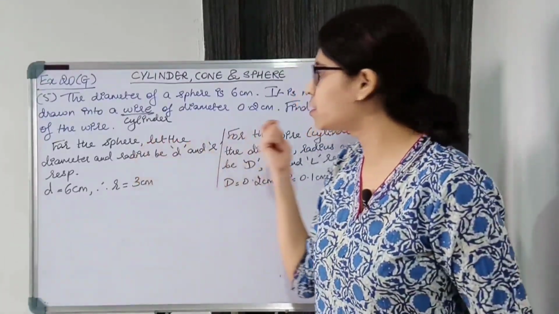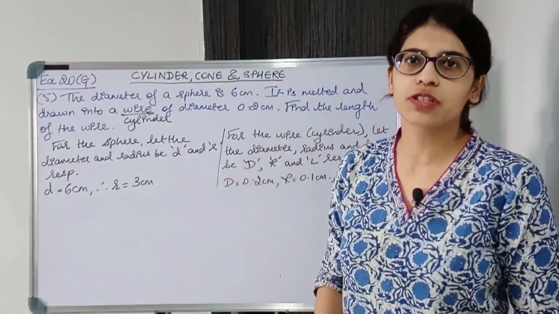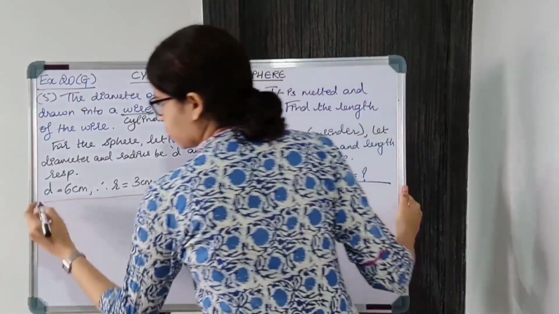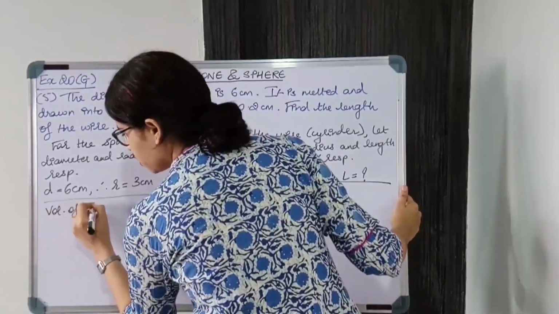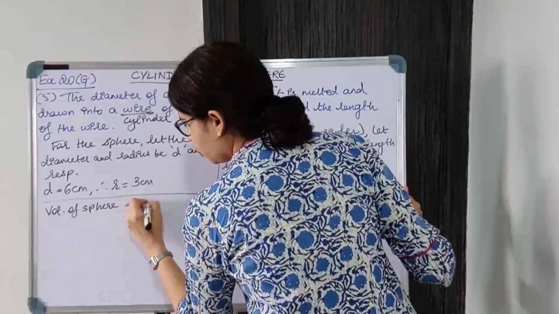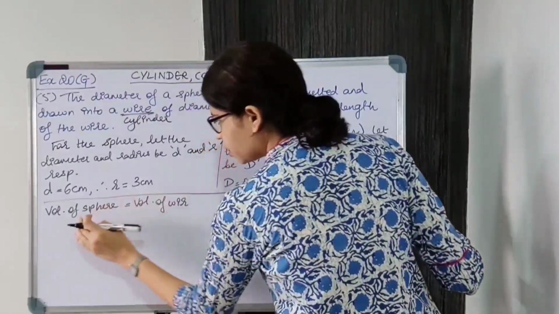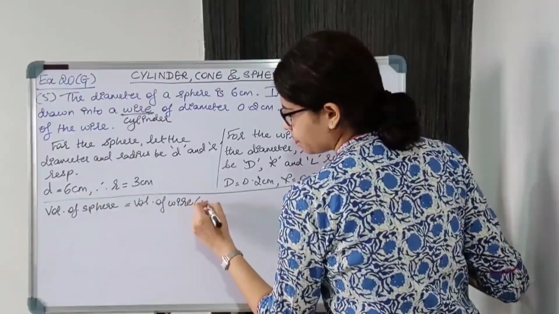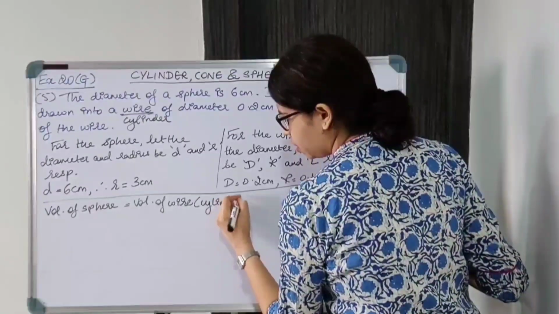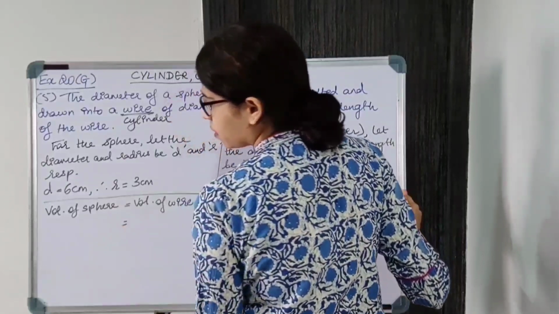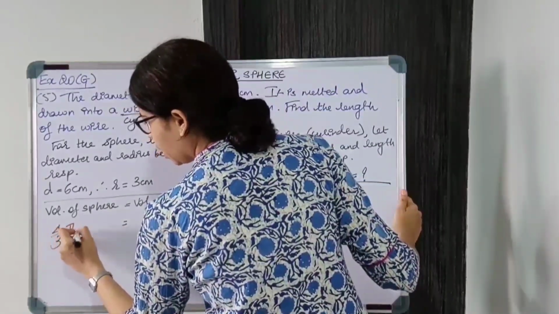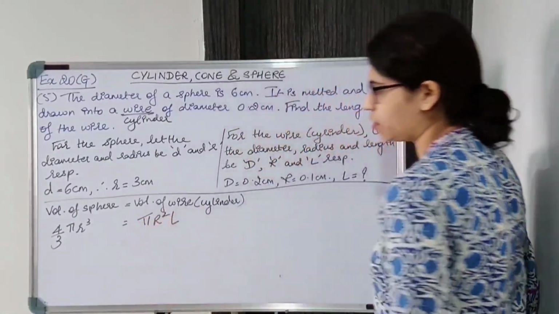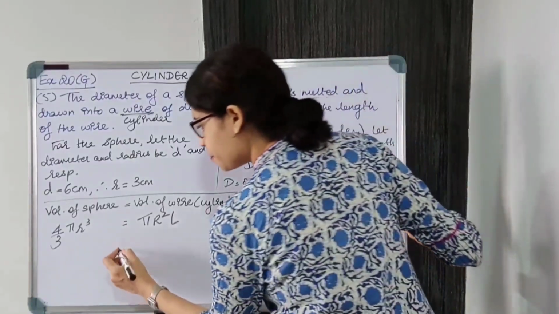ठीक है. We know volume of sphere is equal to the volume of the wire, which is volume of the cylinder. Okay, so we'll write down the statement. Volume of the sphere is equal to volume of the wire, because this sphere is melted, okay, and it is recast to form this wire. So this wire is nothing but cylindrical in shape. Now volume of sphere is 4/3 pi r cube, and this is pi r square L we have taken over here. You can take h, it does not matter.